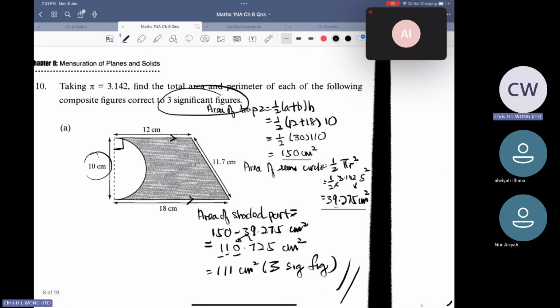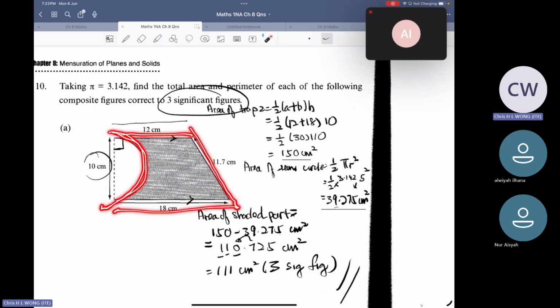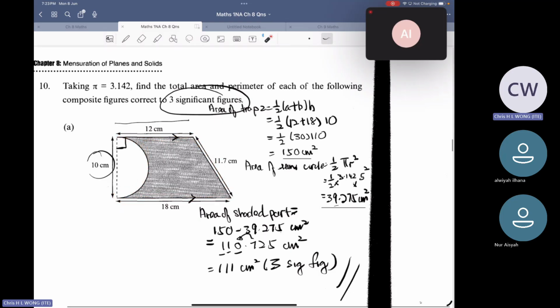Right. Now, we are not done yet. This is the total area, right? You're supposed to find the perimeter. It will be 12 plus 11.7 plus 18 plus this, right? This is the circumference of a half circle. So you must find this one first. You must find the circumference of a half circle so you can find the total perimeter. Okay? Right? So let us do B now.